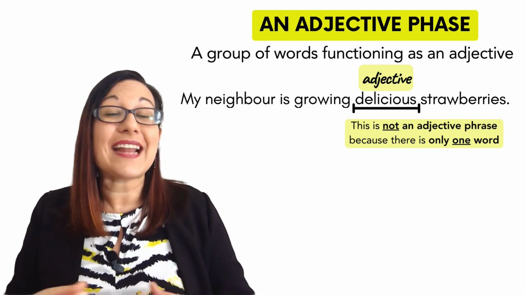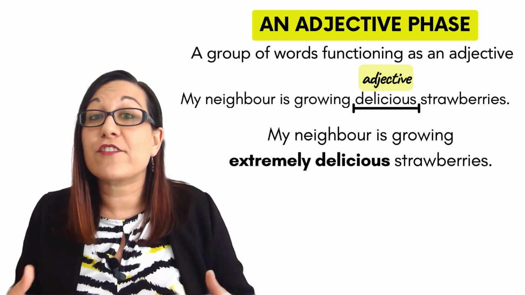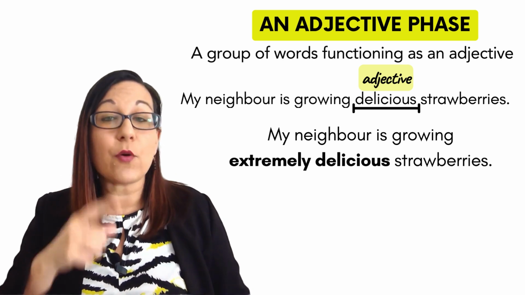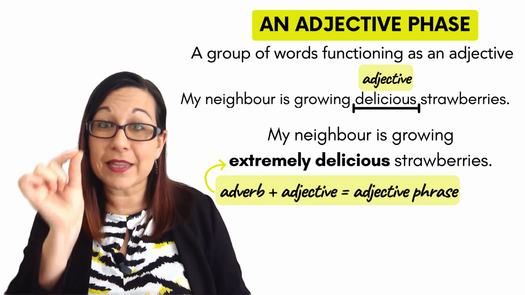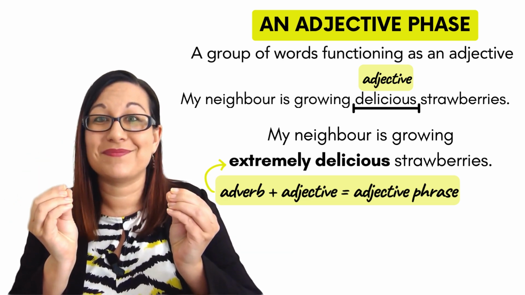But if I added something to that and said, my neighbor is growing extremely delicious strawberries, well, now there's an adjective phrase because I've got extremely delicious describing those strawberries.